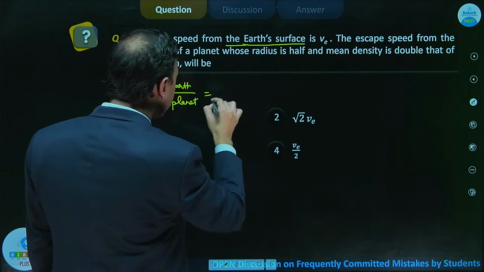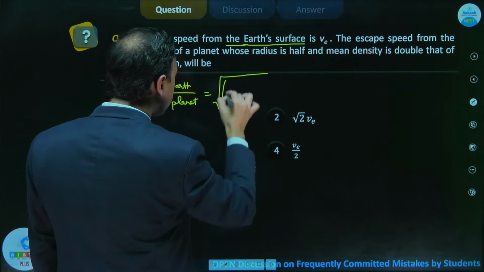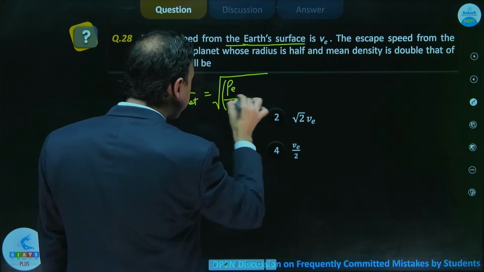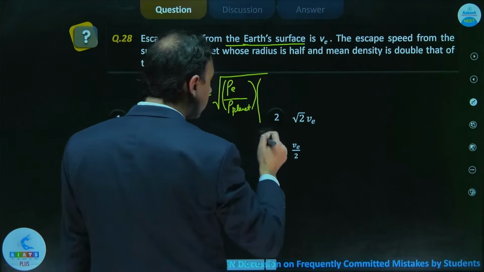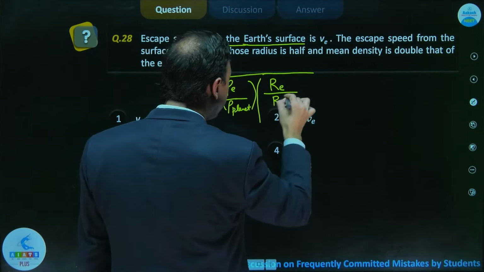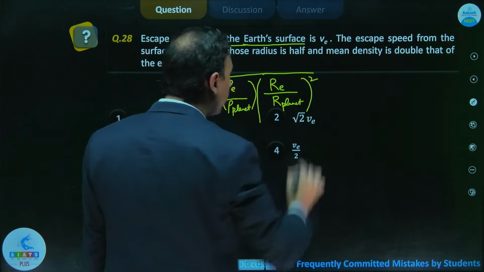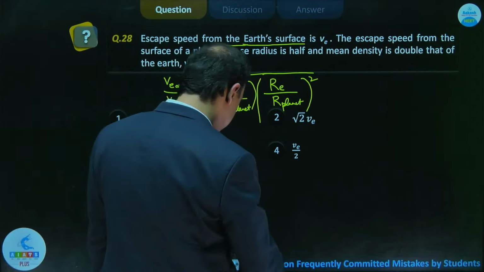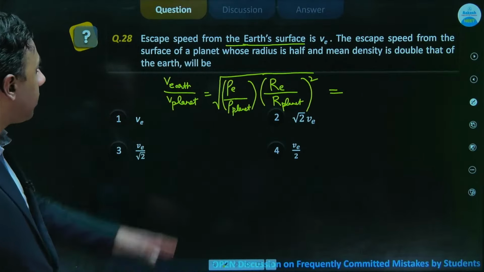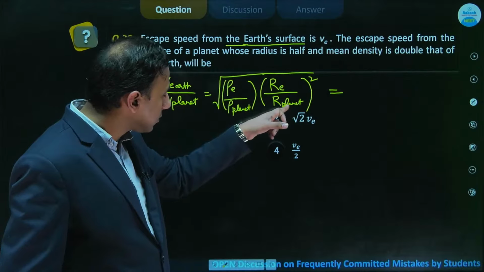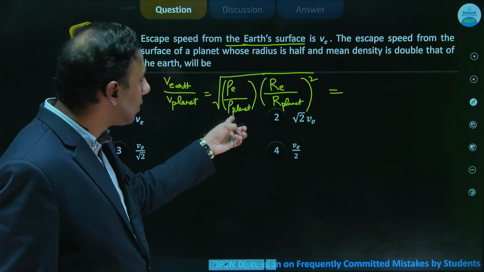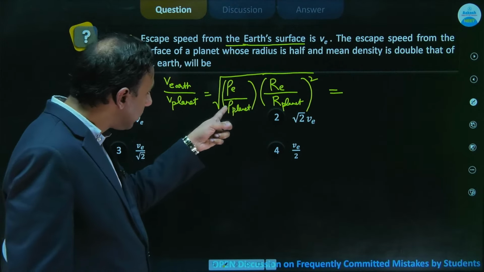So here you can write under the root, rho of earth by rho of planet, and then r of earth upon r of planet, obviously whole square. And that's it. Just solve for it. So saying planet has radius half, so the radius of planet is going to be Re by 2. And what about density of planet? That is double that of earth, and so density of planet is 2 rho e.